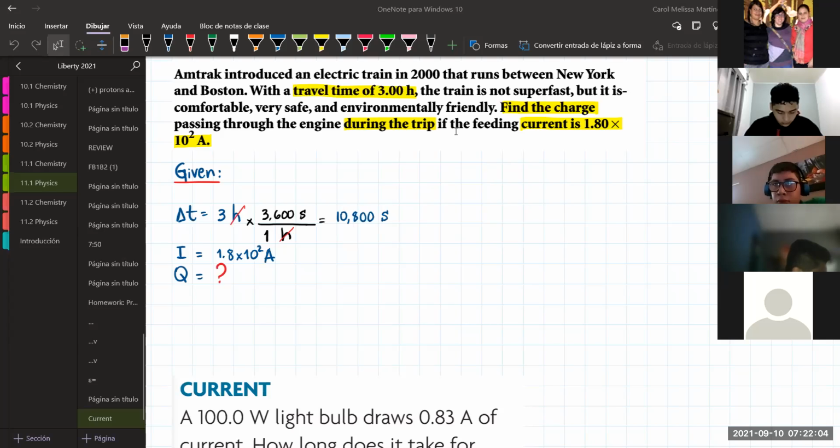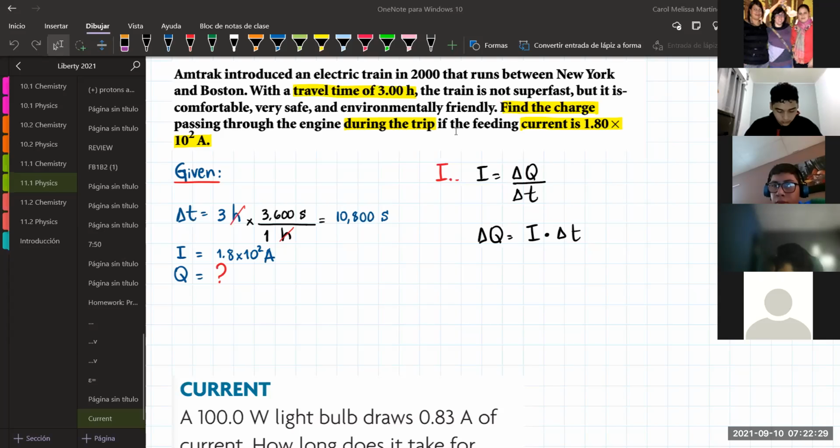So you know the main equation? The main equation is current equals delta Q over delta T. If you want to know what current is, you just isolate for Q. So you say delta Q is equal to current times delta T.